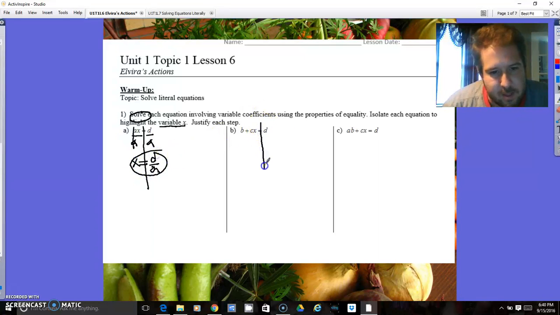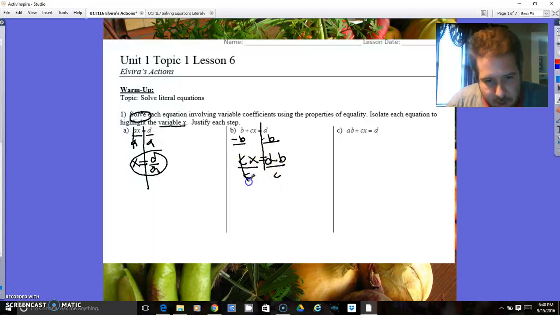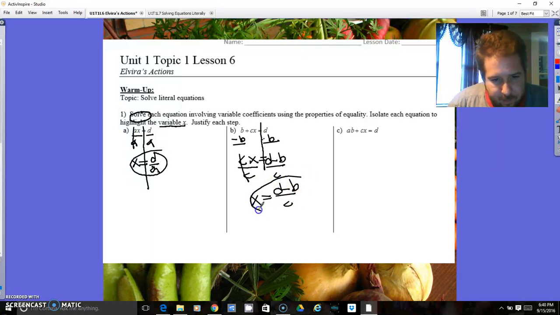So this one over here is going to be 2 steps. X is right here. Got to get rid of add and subtract before multiply or divide. So I got to subtract b from both sides. You can only combine terms when they're like terms. So d minus b is d minus b. There's nothing you can do there. Bring down the cx, divide both sides by c, and we are done. So it's the subtraction property of equality, the division property of equality, and there's your answer. X equals d minus b divided by c.